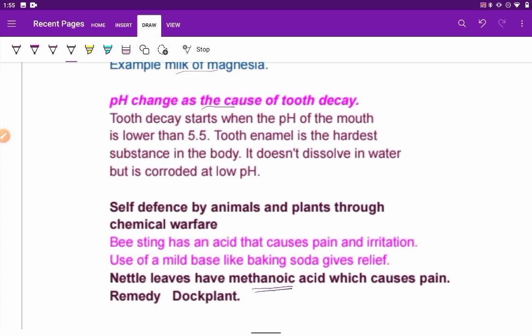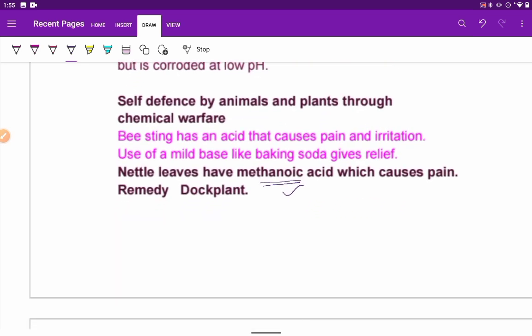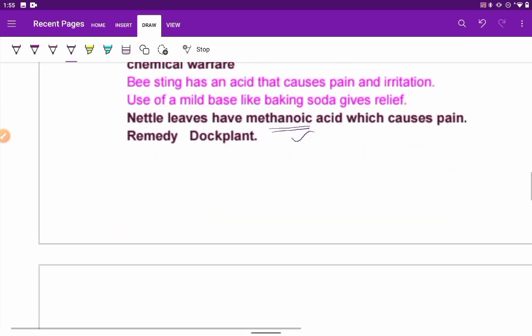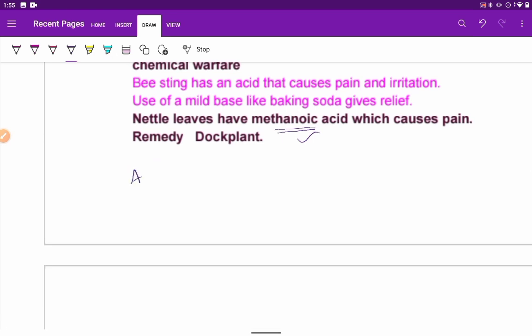Just now I told that nettle leaves have methanoic acid present in them. Nettle sting produces methanoic acid. Similarly, ant sting also has methanoic acid. So this is about stings.